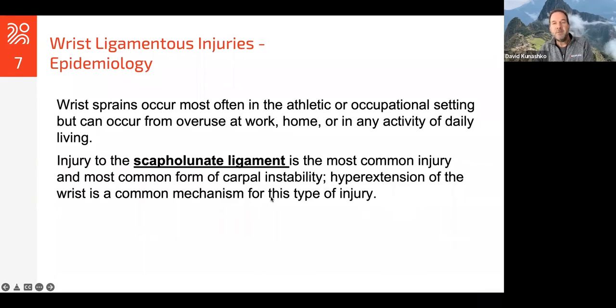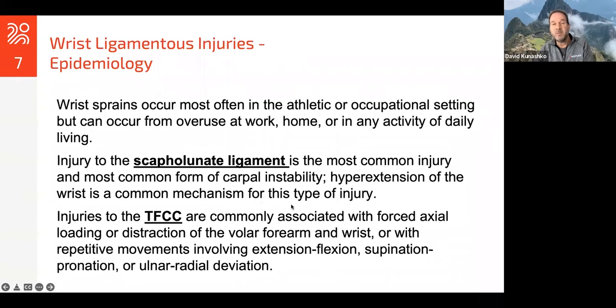So the injury to the scapholunate ligament is the most common injury, and it's the most common form of carpal or wrist bone instability. Again, hyperextension is usually the most common mechanism of injury. The second most common is probably the TFCC, the triangular fibrocartilage complex. Now, this is usually associated with forced axial loading or distraction of the volar forearm and wrist, with usually repetitive movements involving extension and flexion, or even supination, pronation, or ulnar radial deviation.